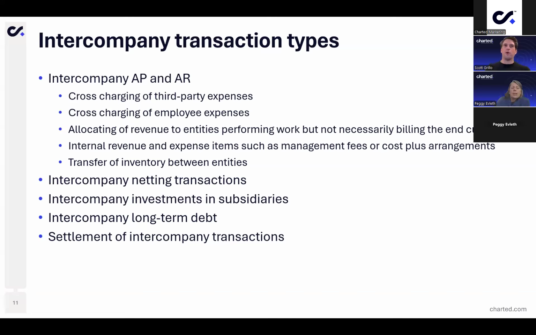Another one, Peggy. I got another question for you. Can you net AR and AP balances against due to/from balances?